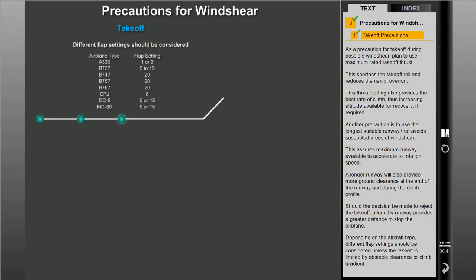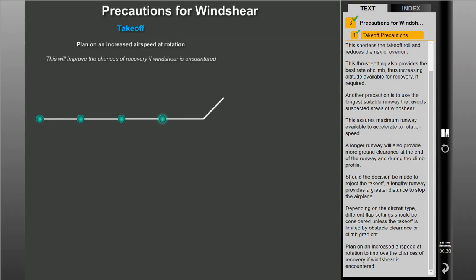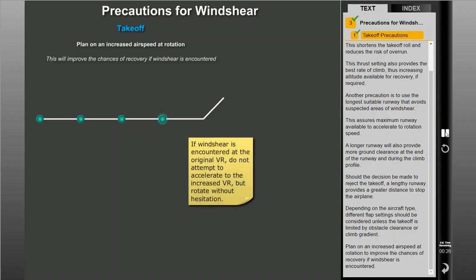Depending on the aircraft type, different flap settings should be considered unless the takeoff is limited by obstacle clearance or climb gradient. Plan on an increased airspeed at rotation to improve the chances of recovery if wind shear is encountered.